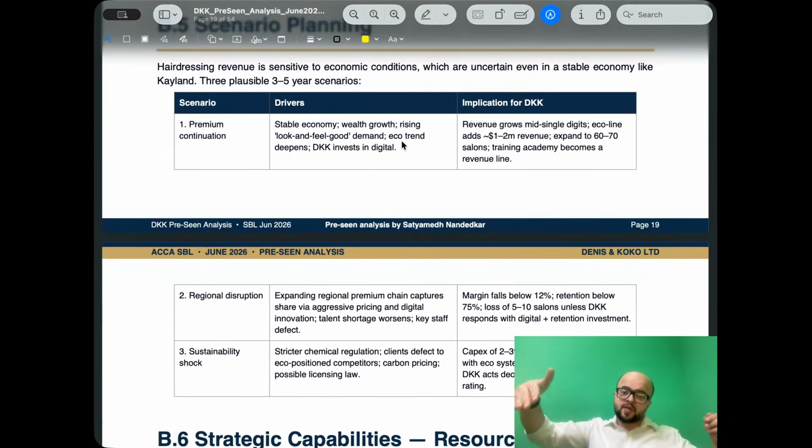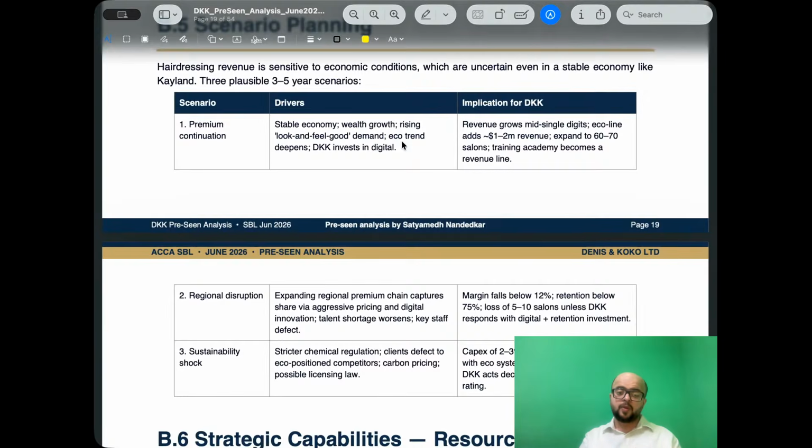What might happen because of this? The margin will fall below 12% as it is right now. The retention will fall even lower, and there would be a loss of 5-10 salons out of the overall 50 salons that they have, unless the company responds with some investment in the digital sector.